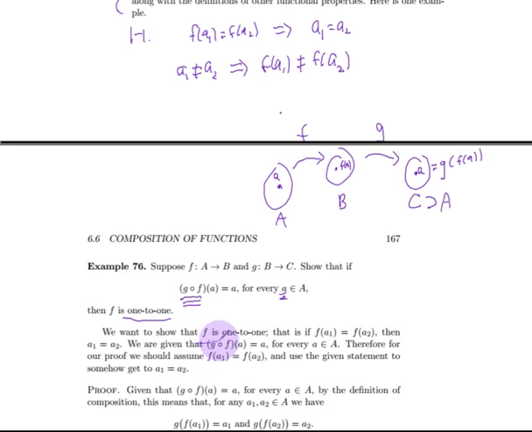So we want to show that F is 1 to 1. That is, if F of A1 equals F of A2, then A1 equals A2. All right, so we're going to use this form of 1 to 1. We're given that G composed F of A is equal to A, so that's expressed by this picture here. All right, so we can refer to the picture when we're trying to prove it. Therefore, for our proof, we should assume that F of A1 is equal to F of A2, and use the given statement somehow to get A1 is equal to A2. Okay? Because that will show the implication of this 1 to 1. Okay? So let's go for it.